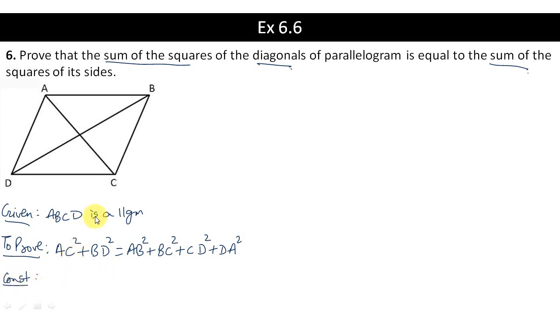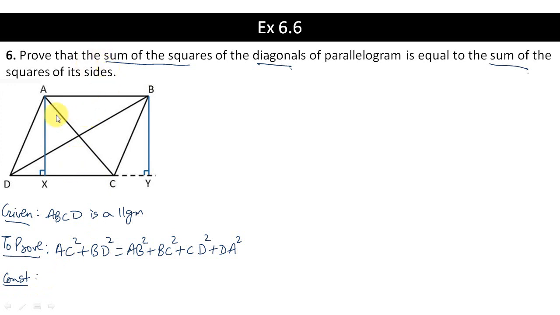Construction में क्या करना है? We'll draw altitudes from A and B to the side CD. So we'll draw AX perpendicular to CD and BY perpendicular to DC produced.